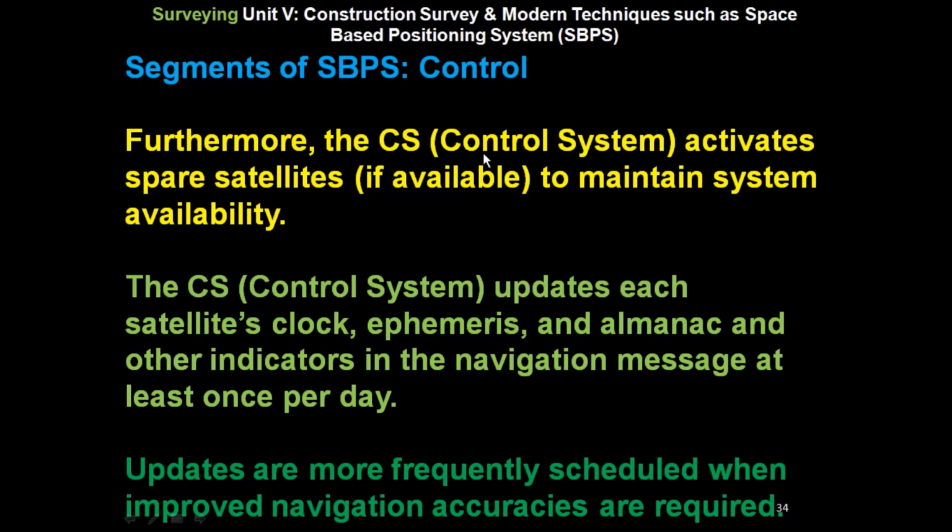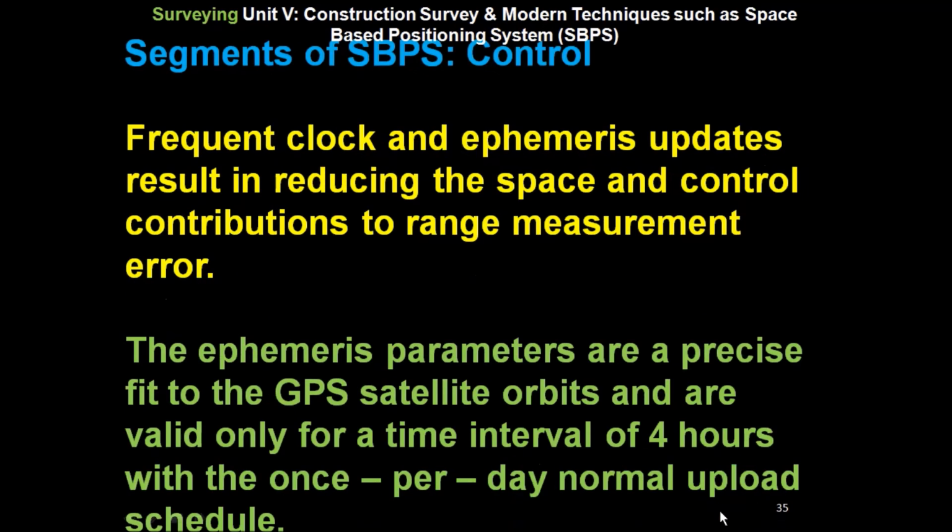Furthermore, the CS, that is control system, activates spare satellites if available to maintain system availability. The CS updates each satellite clock, ephemeris and Almanac, and other indicators in the navigation message at least once per day. Updates are more frequently scheduled when improved navigation accuracies are required. Frequent clock and ephemeris updates result in reducing the space and control contributions to range measurement error.